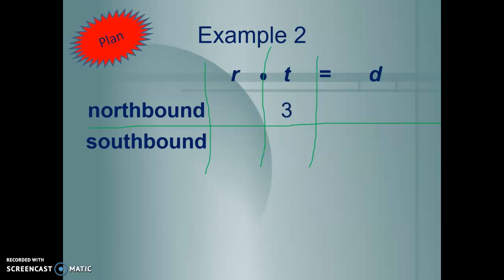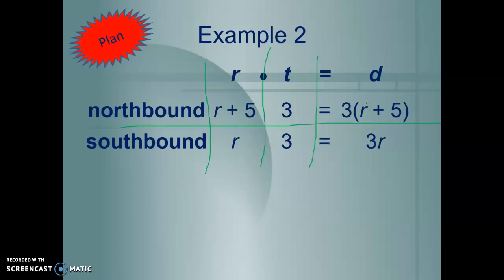Our northbound train traveled for 3 hours, and our southbound train traveled for 3 hours. I know that the northbound train was traveling at a rate of R plus 5, and the southbound train was traveling at R. And using R times T, I know the distance of my northbound train was 3 times R plus 5, and the distance of my southbound train was 3R.